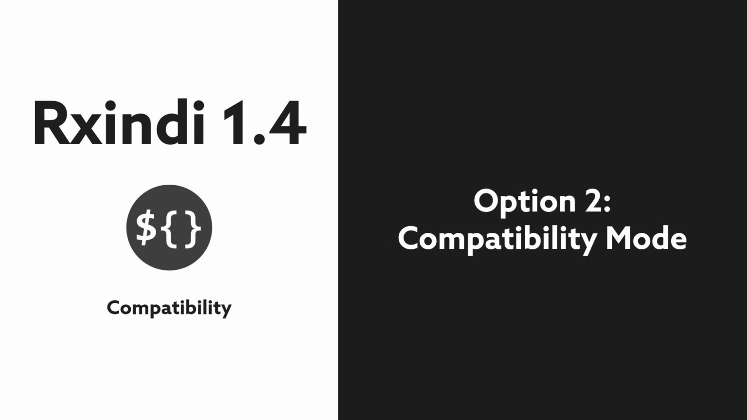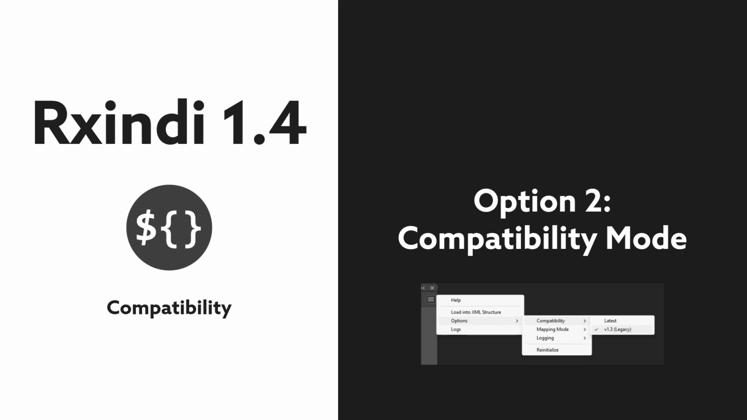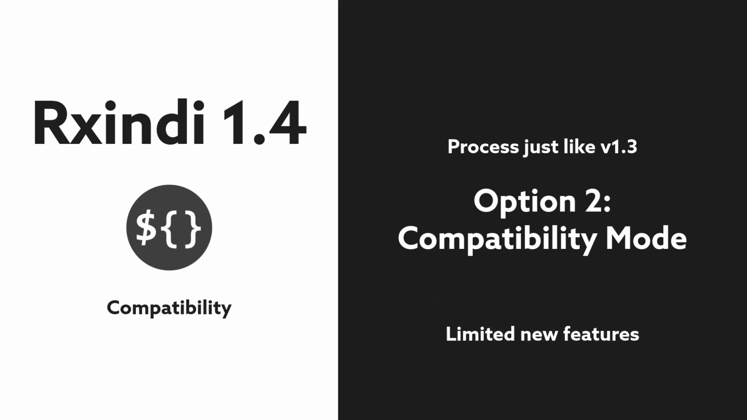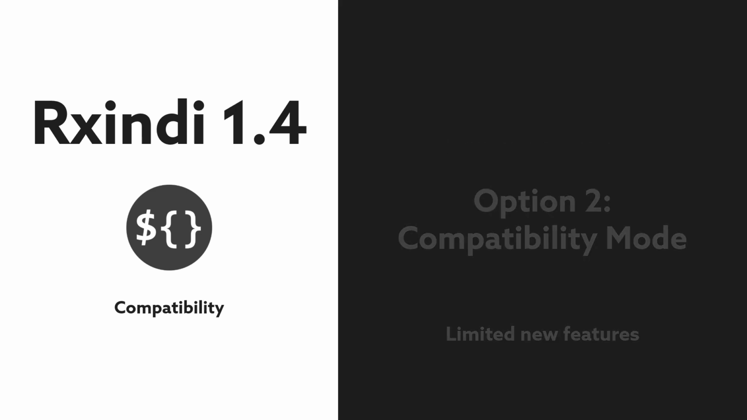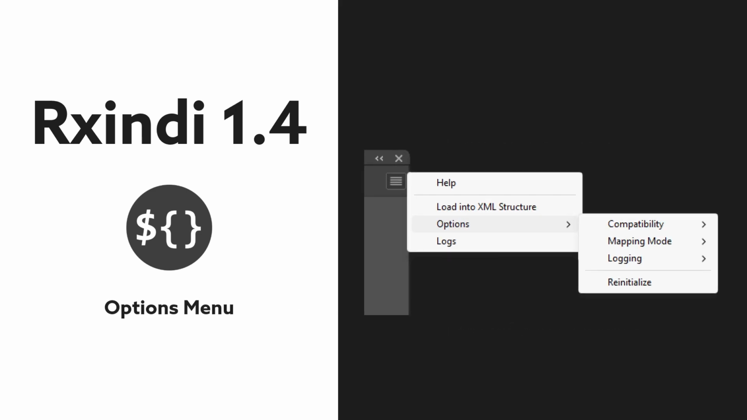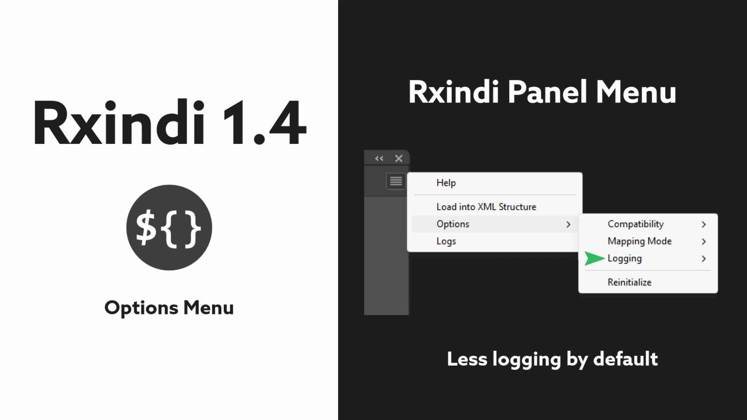However, you can also enable the new compatibility mode. With this, your templates are processed in the same way as they were in version 1.3 and before. Do note though that in this mode some of the new features discussed here are not available. As shown earlier in this video, the Rxindi panel menu has changed a bit. There is now a new options sub-menu. Here you can change the compatibility mode, mapping mode, and set the amount of logging. The latter is now set to a lower amount than before by default, for improved performance.